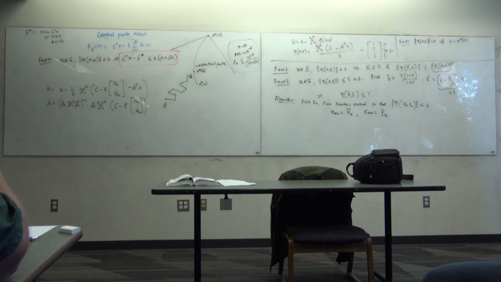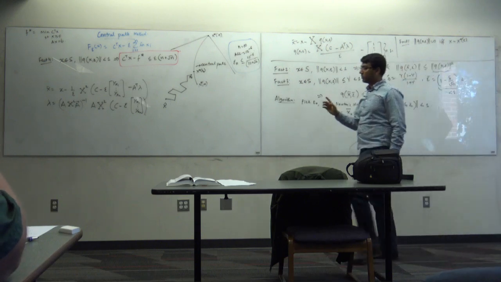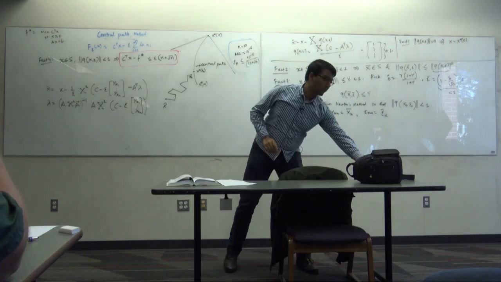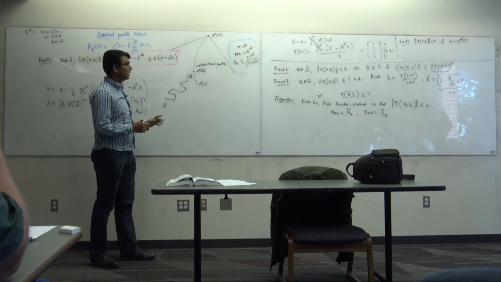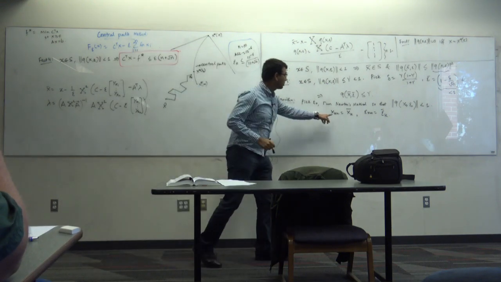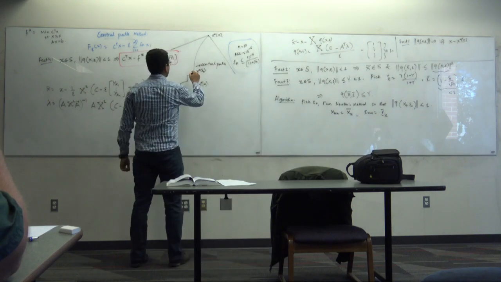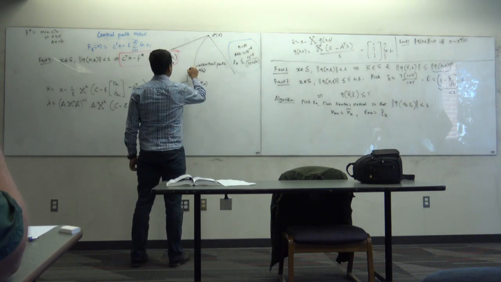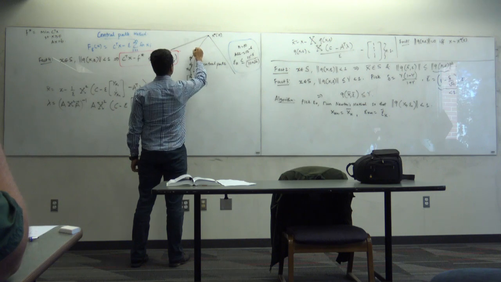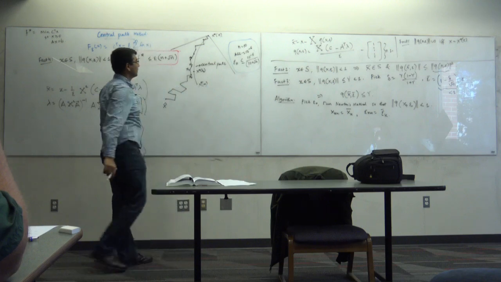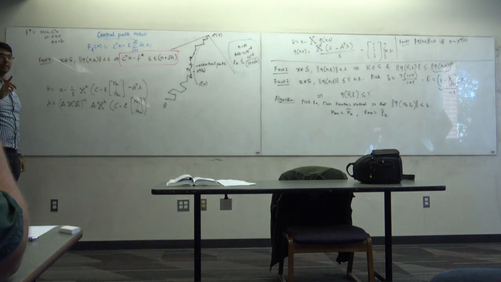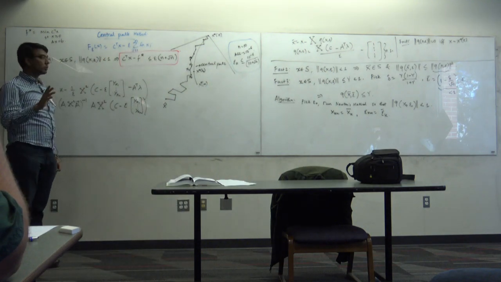This is known as the short step method. Why short step? Because you start with an initial point, you get close to the central path, then you just take one Newton iteration. So x_{k+1} is x bar k. This will be your x1, this will be your x2, this will be your x3, and so on. So you just take one Newton step at every point of time. Alpha is equal to 1.